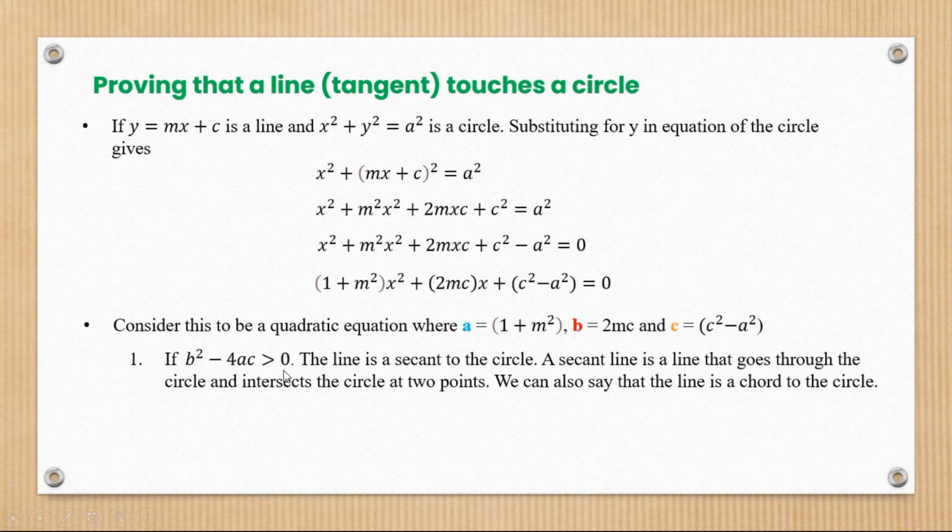4ac is greater than 0, the line is a secant to the circle. A secant line is a line that goes through the circle and intersects the circle at 2 points. So we can also say that that line is a chord to the circle. These are the different terms for when a line cuts or intersects the circle at 2 points. So if you plug in your values and this value is greater than 0, it means that the line is a secant line, or it cuts through the circle.